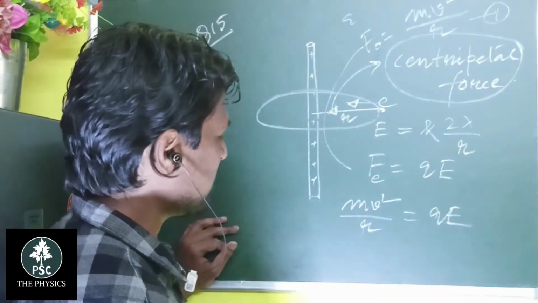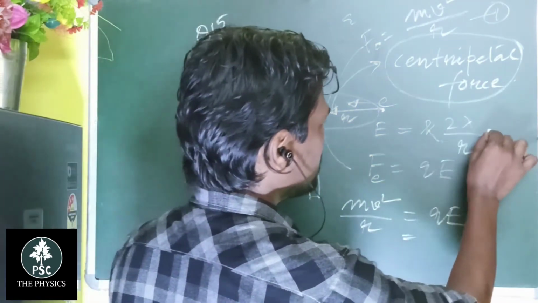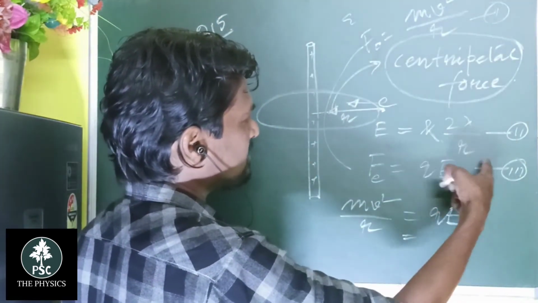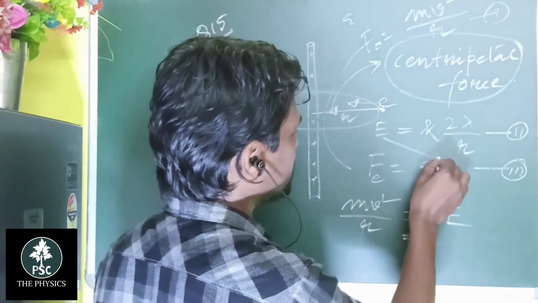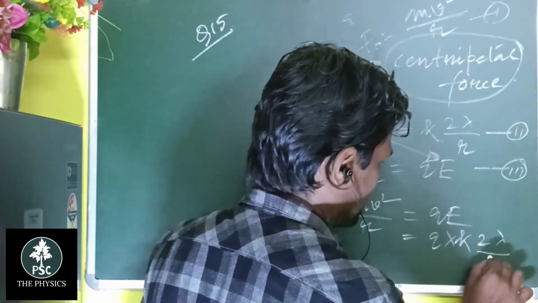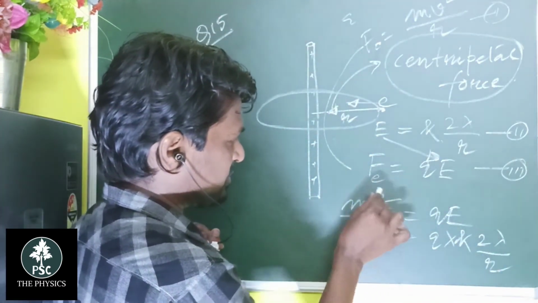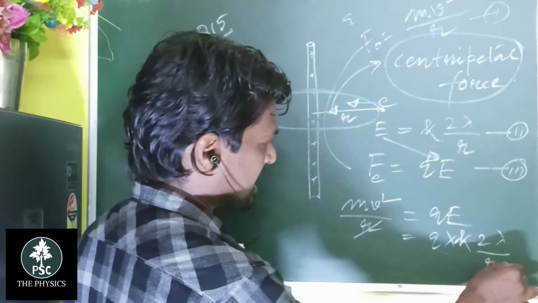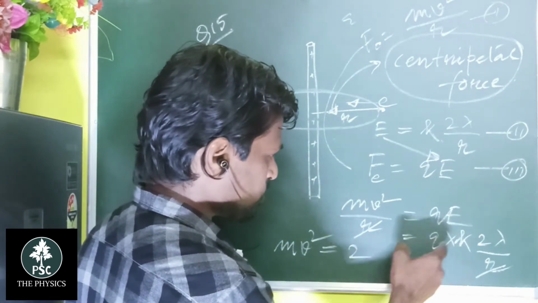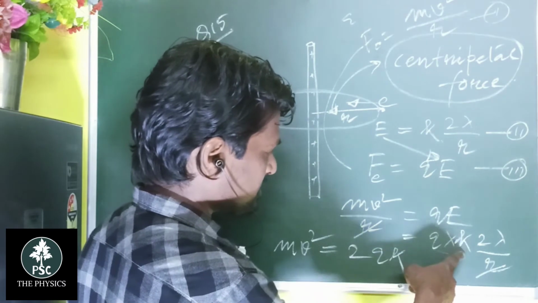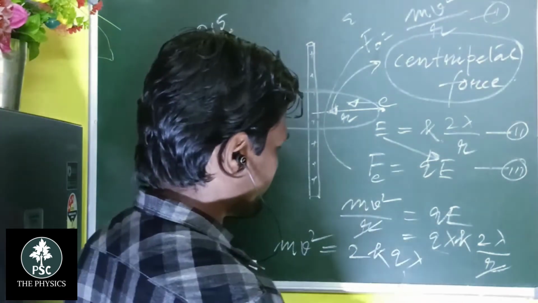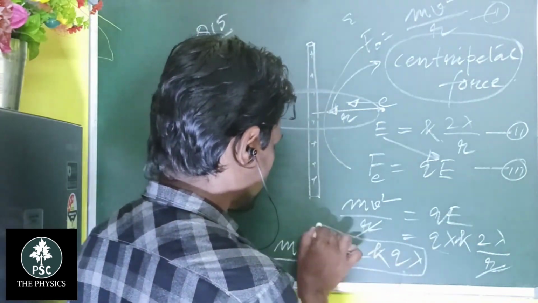This is equal to QE, and E is equal to this, that is equation 2 and this is 3. You have to equalize this and this one, and then substitute in place of this E. So Q into kappa 2 lambda by r, and mv square by r is equal to this one. So you can cancel r and r. The final result is mv square equal to 2 kappa q lambda. Okay, so 2 kappa q lambda, and this is the answer.